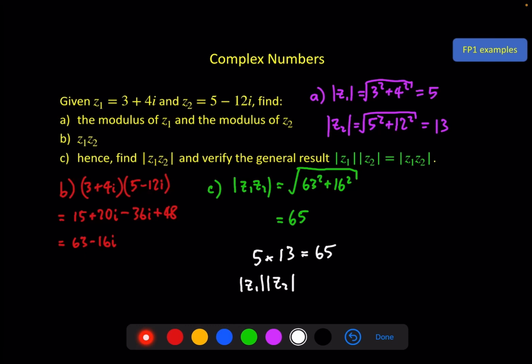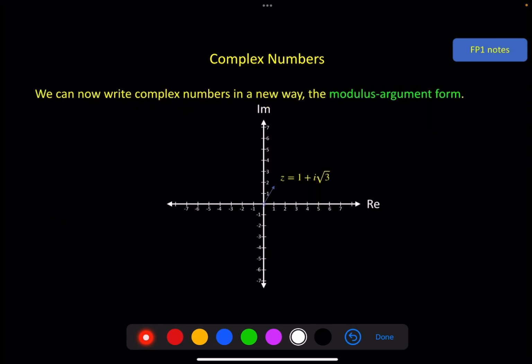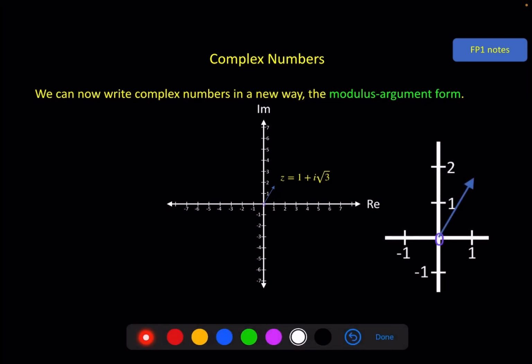And without going through the proof, let me state for you that this is always true. It is a general result that you can use and quote without proof. Okay, we're about ready to look at the modulus argument form of a complex number. Because we know how to get the modulus, we know how to get the argument. These are from here. The magnitude of the vector and the angle from the positive x-axis in that given range minus pi to pi.